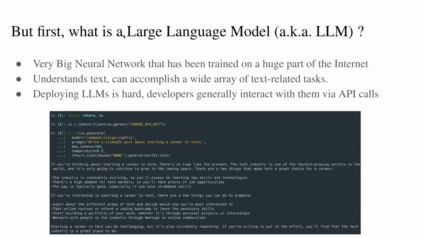Deploying a large language model is a pretty hard task because these models are very huge, so they need clusters of computers to be deployed. What this means is that developers generally use them through APIs. Actually, for the developer, it makes it very easy because it's only a few lines of code and you can directly use most of the functionalities out of the box.